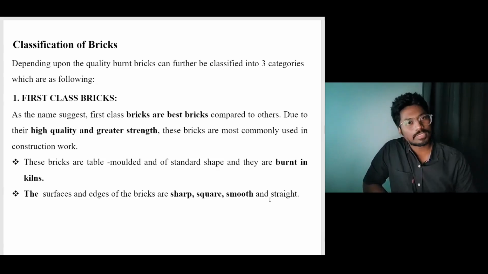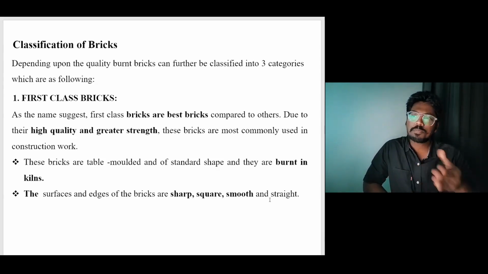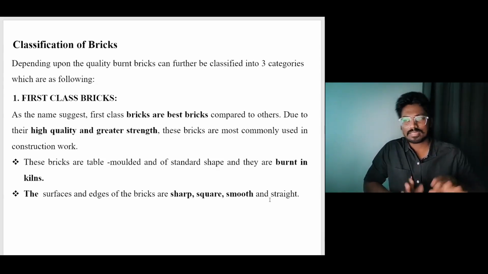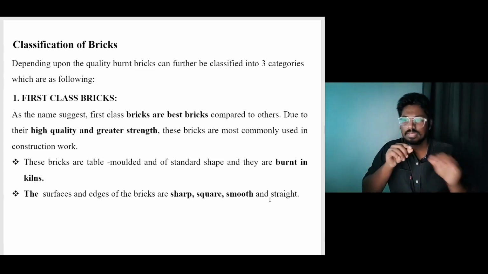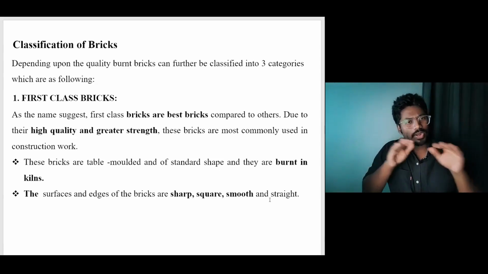For instance, we have three classes of bricks: first class, second class, and third class. The first class bricks are the best bricks out there in the market. It has a high quality to it. It has a greater strength that can be exhibited by it, and these are most commonly used for construction works. And these bricks are table moulded, and they have a very uniform shape. They have sharp edges. They are squared and smooth and straight.